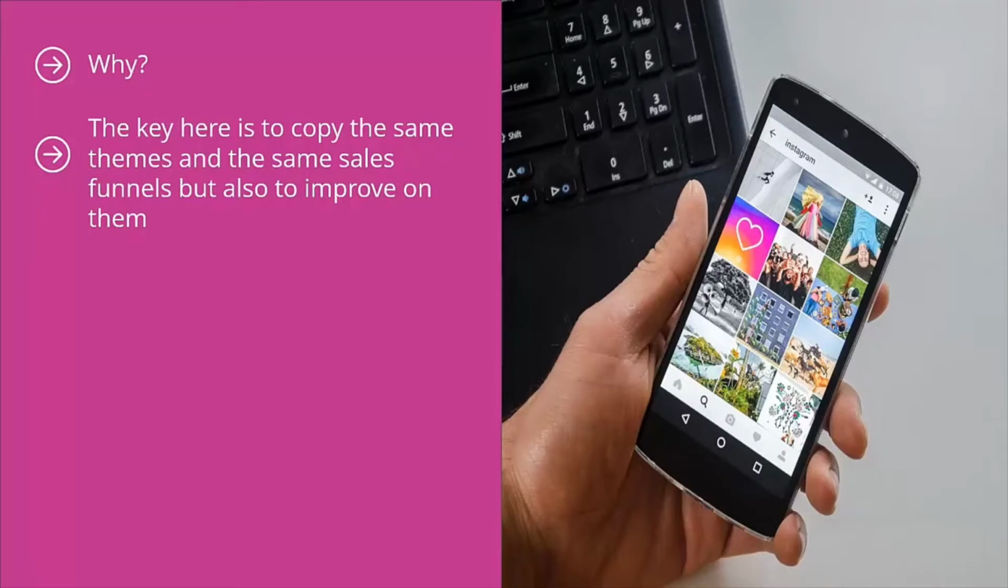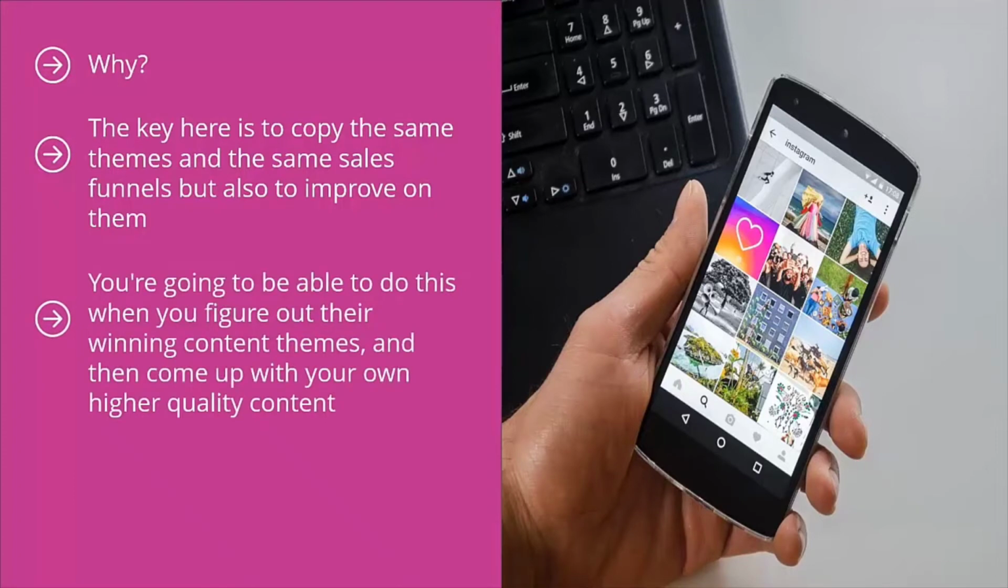In other words, you build on the strength, you leverage the strength of your competitors, but end up doing better than them because you address their weaknesses as well. You're going to be able to do this when you figure out their winning content themes and then come up with your own higher quality content.